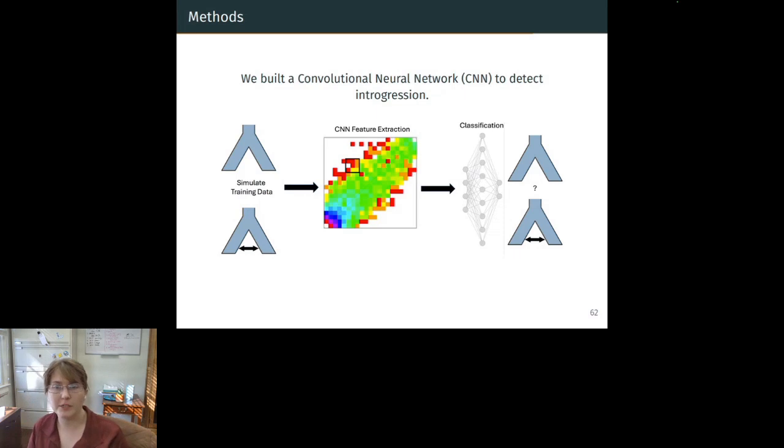To test this, first we just built a convolutional neural network to detect introgression. And so in this case, we simulated training data with or without introgression between our two focal populations. Then we summarized our data as a site frequency spectrum, and we used a convolutional neural network to extract information from that site frequency spectrum. The features that we extracted were then used as input into a fully connected neural network, which then predicted the probability of each of our two models, a model without introgression and a model with introgression.